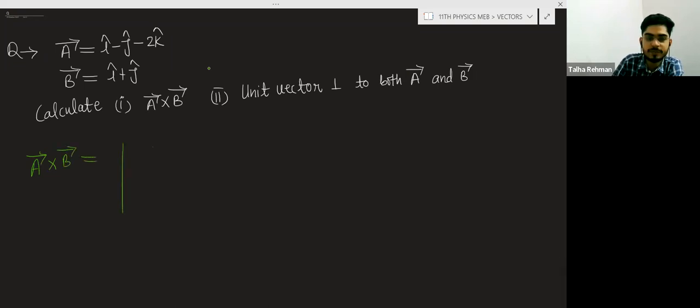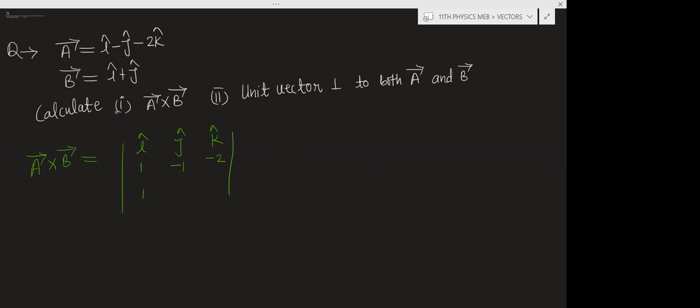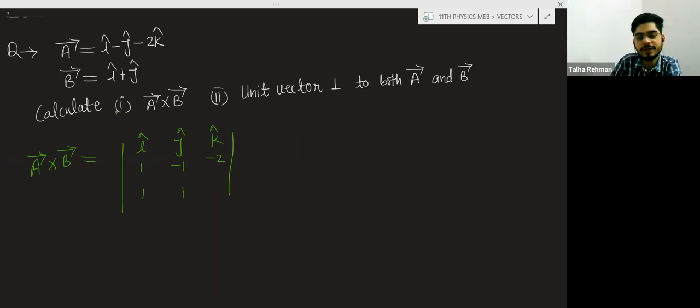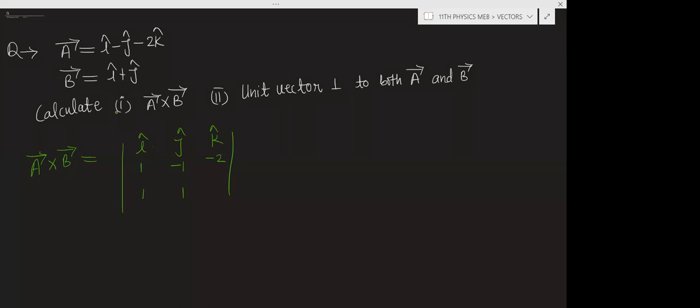So there will be a determinant like this. I cap you will write here, J cap here, and K cap here, and this will be the determinant. So what will you write here? Here you will write 1. Here you will write -1. Here you will write -2. And what will you write here? 1. Yeah, here you will write 1. Here you will write 0. Very good.